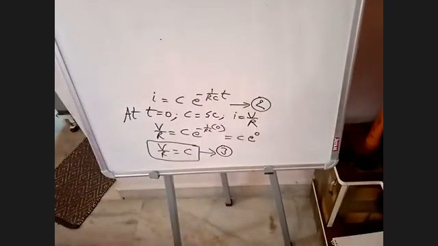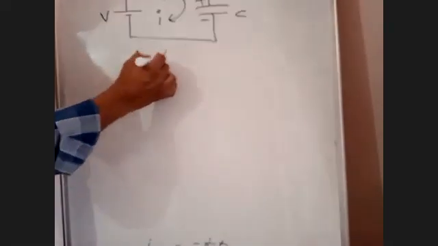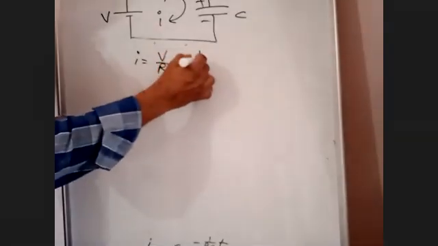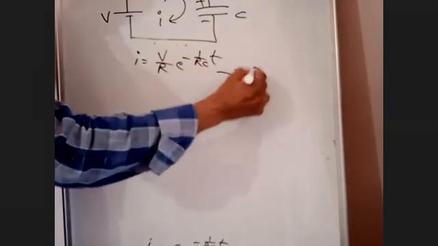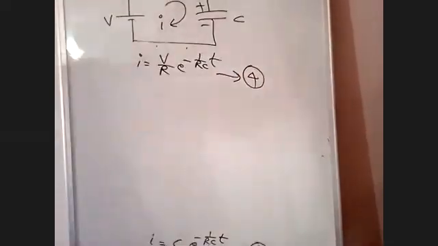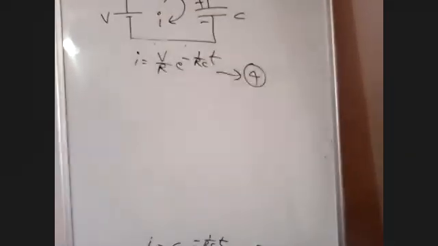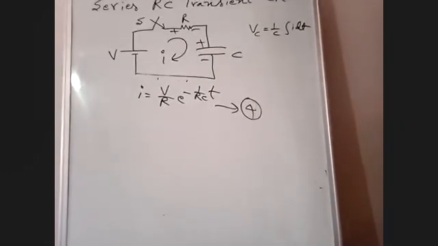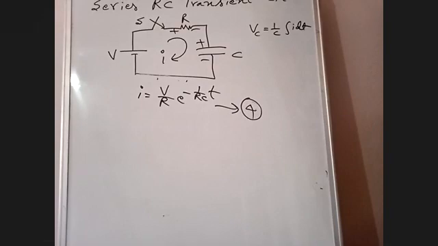Now substituting 3 in 2, we get this, your current transient equation. We have derived the current equation. So in the exam, up to here we have to derive the current equation for a series RC transient circuit.